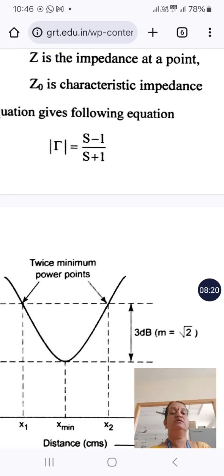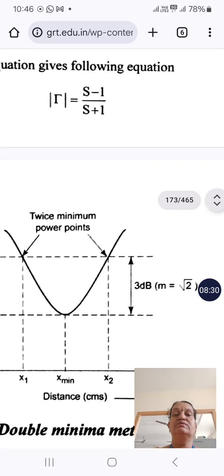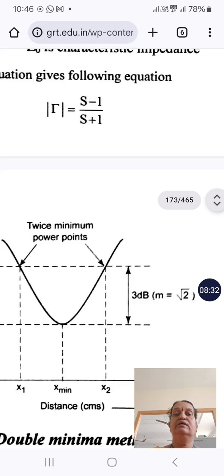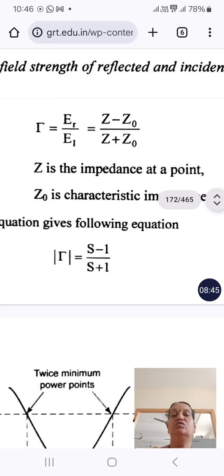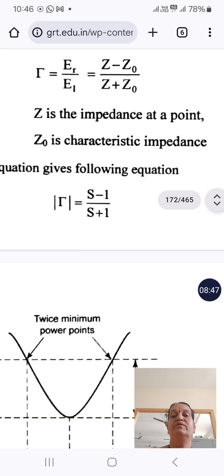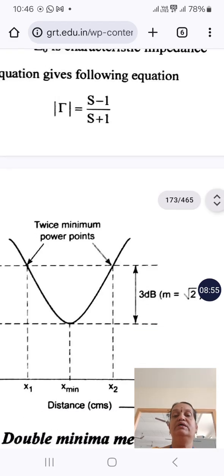It can be represented as Vmax by Vmin, and if we write the two equations, Vmax by Vmin in terms of the reflection coefficient, we can follow the previous formula, that is 1 plus reflection coefficient by 1 minus reflection coefficient as Vmax by Vmin. If we simplify this equation, we get the reflection coefficient in terms of VSWR. That is, with S as the VSWR, it is equal to S minus 1 by S plus 1.